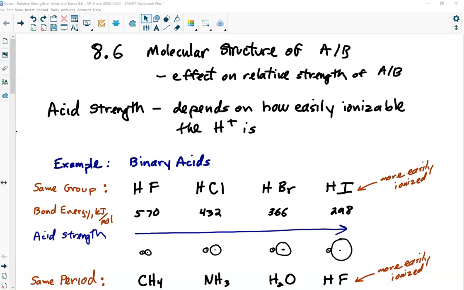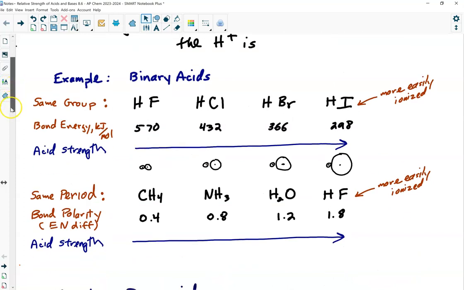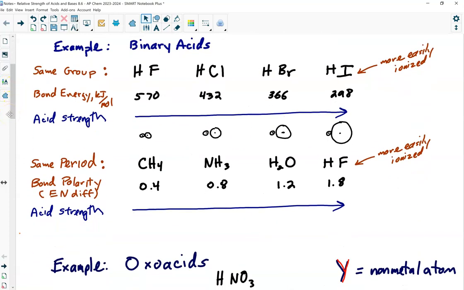But we know that the weaker acids, not all of the hydrogens ionize. In fact, like with HCN, only 7 in 100,000 ionize at a 0.1 molar concentration, right? So what is it about the structure of the acid that makes it strong or weak? The first thing we're going to look at are what we call the binary acids, so acids that just have two different elements in them, like HF, HCl, HBr, HI.